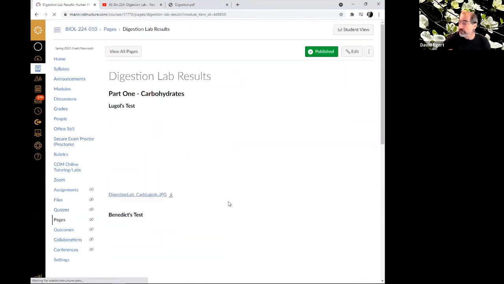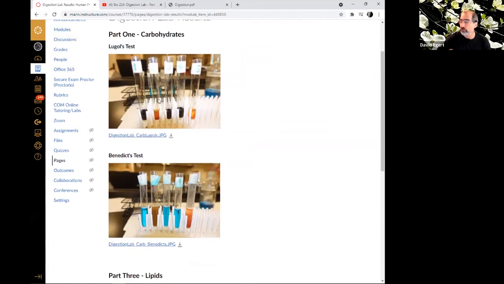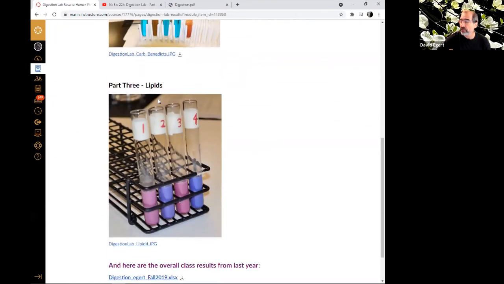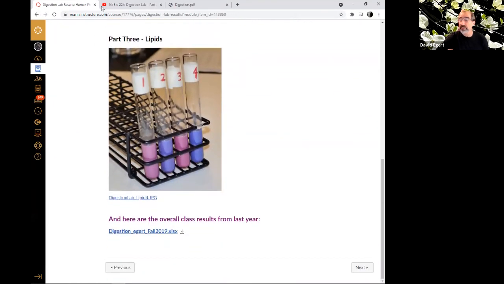If you go into the next part, the results, there's pictures for the carbohydrate. There's pictures for the lipids. We didn't give you pictures for the proteins because they all look the same. It didn't look like anything. But that's something you can write up in your lab book, what you expect, what you found, and you can talk about what might have gone wrong. Lots of things might have gone wrong.